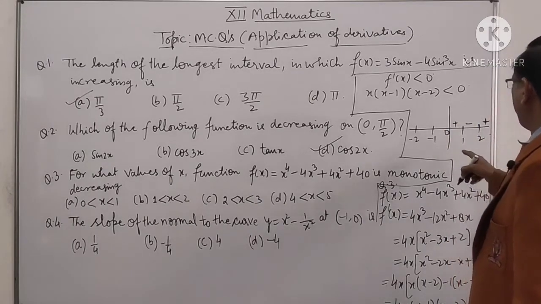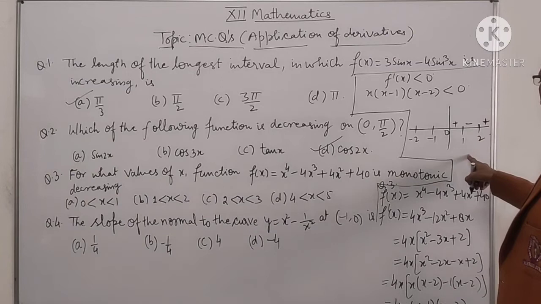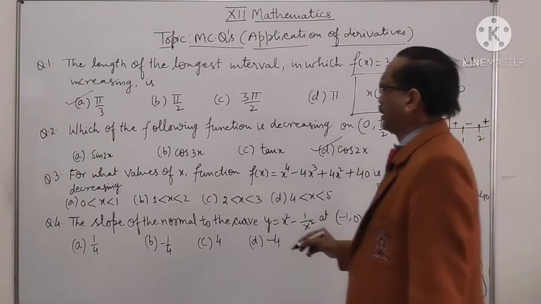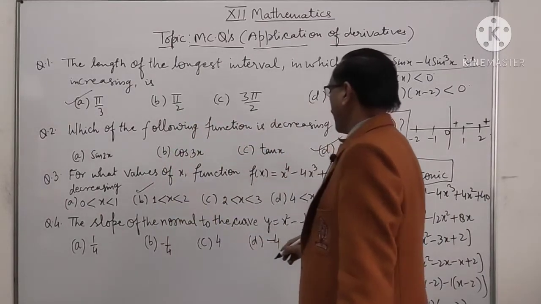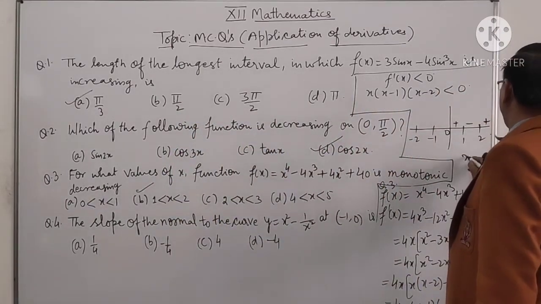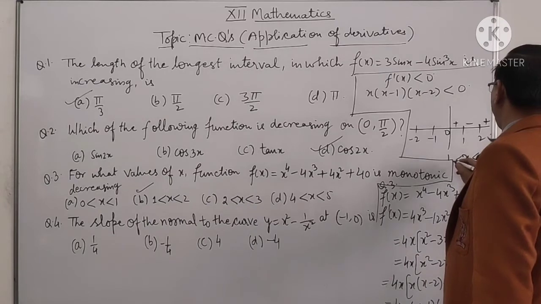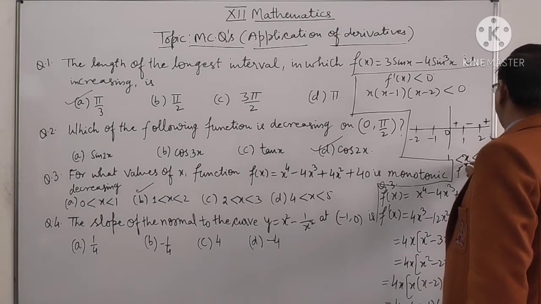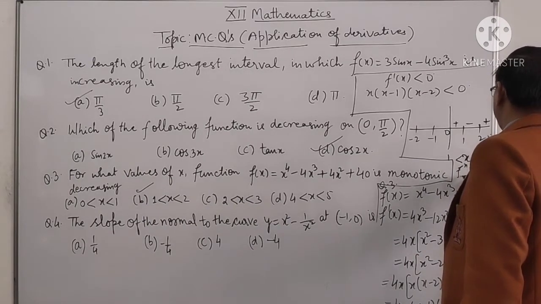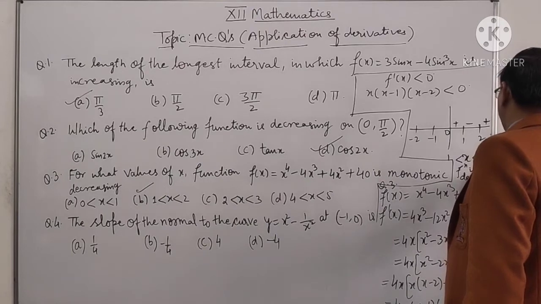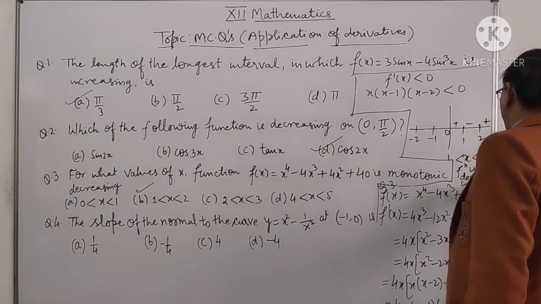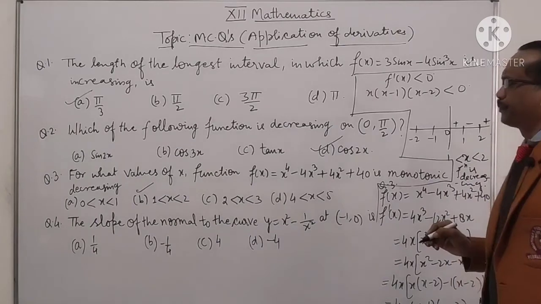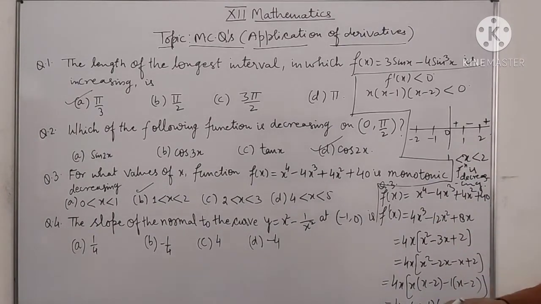So the function is decreasing when x is less than 2 and greater than 1. And therefore, option B is correct. When x is between 1 and 2, the function is decreasing. B option is correct here.